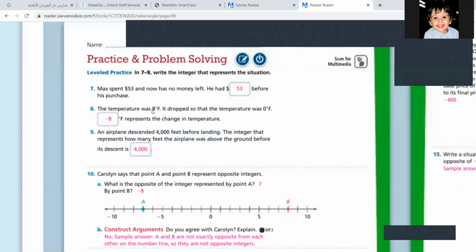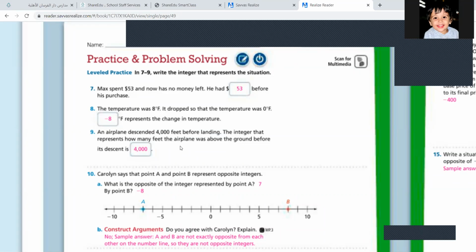The temperature was 8 degrees. It dropped so that the temperature was 0. How much did it change actually? It dropped means you have to go for minus 8. Minus 8 F represents the change in the temperature. Understood?